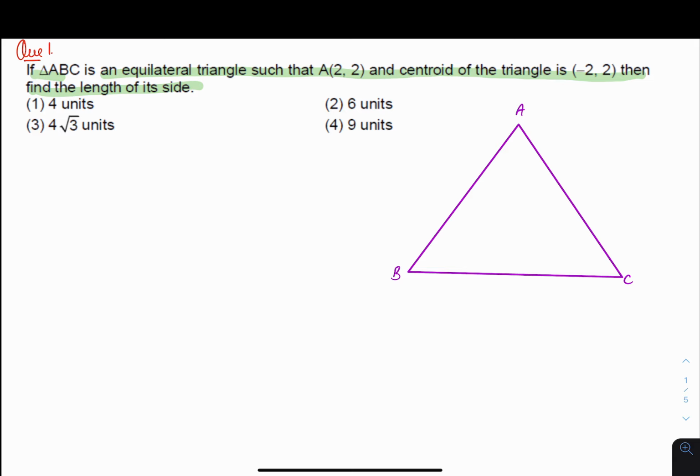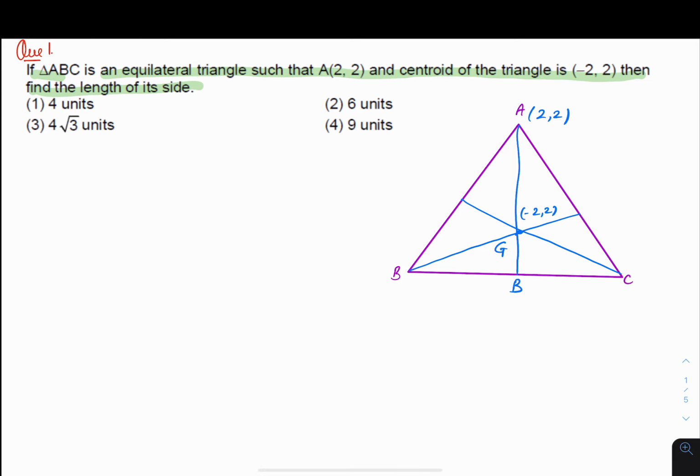So the thing which is given here is just one vertex of this triangle and the centroid, which you all know is the point of intersection of all the medians of this triangle. So if I draw all these three medians, this point we can say is G, the centroid, the point of intersection of all these medians. I'm just considering here one median, which is AB.